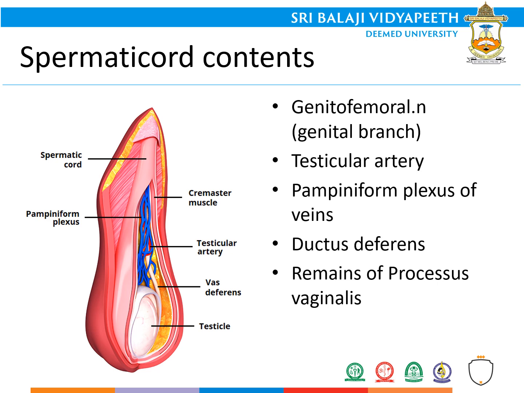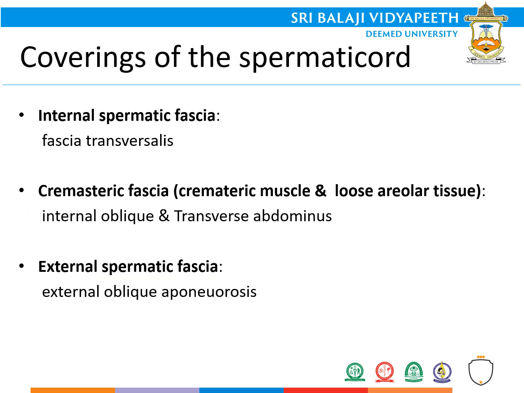They include the genital branch of the genitofemoral nerve, the testicular artery, the pampiniform plexus of veins, the ductus deferens, and the remnants of the processus vaginalis.